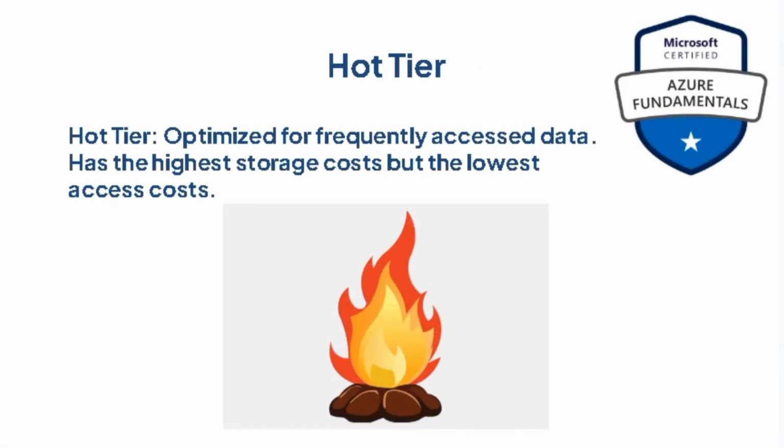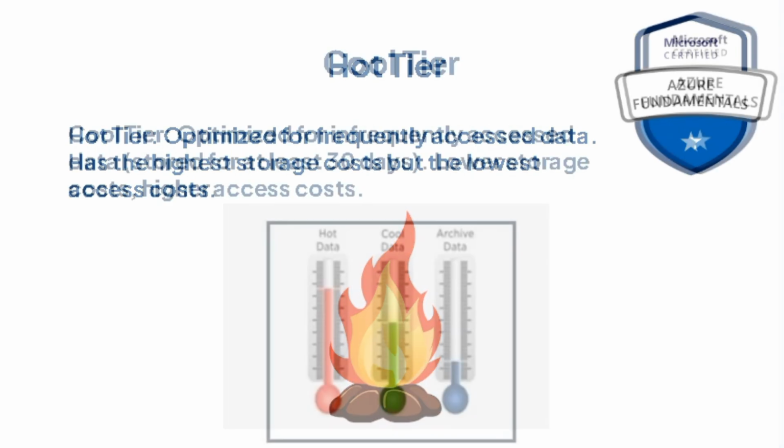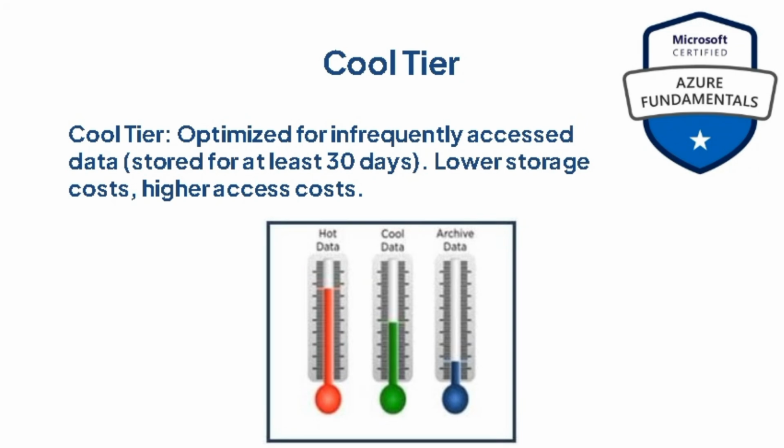The hot tier storage type is optimized for frequently accessed data. It has the highest storage cost, but the lowest access cost. So think about this. This is data that I want to access quickly, and it's immediately available for use. We also have the cool tier, and this is optimized for infrequently accessed data.